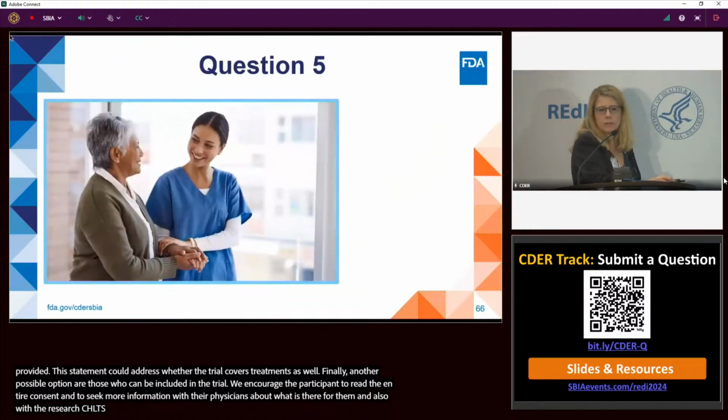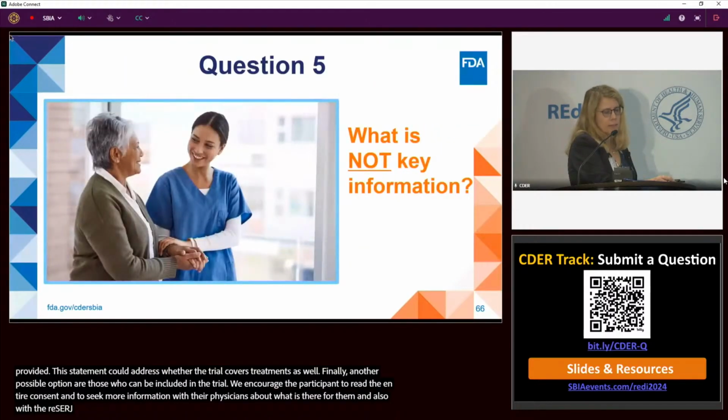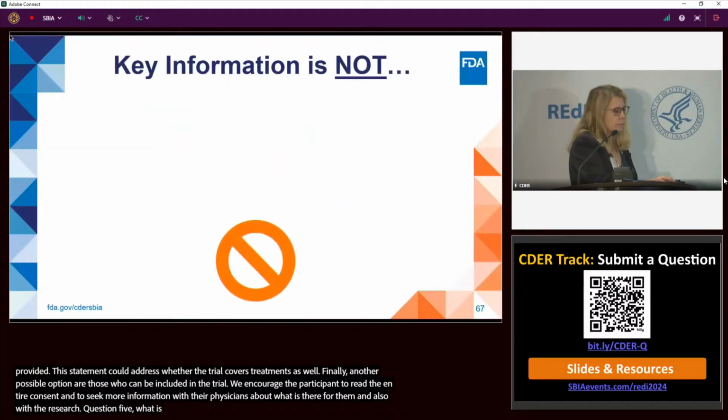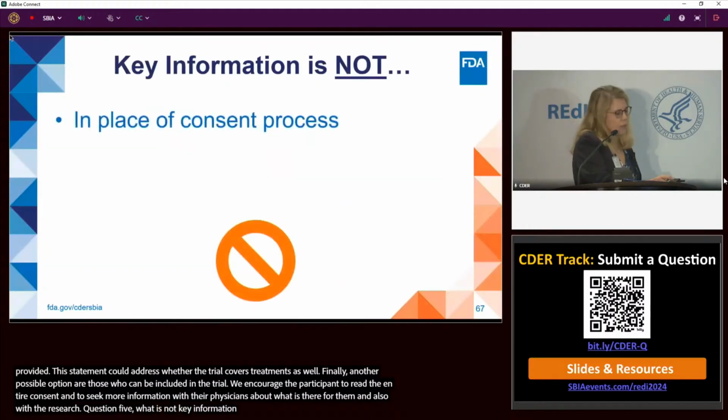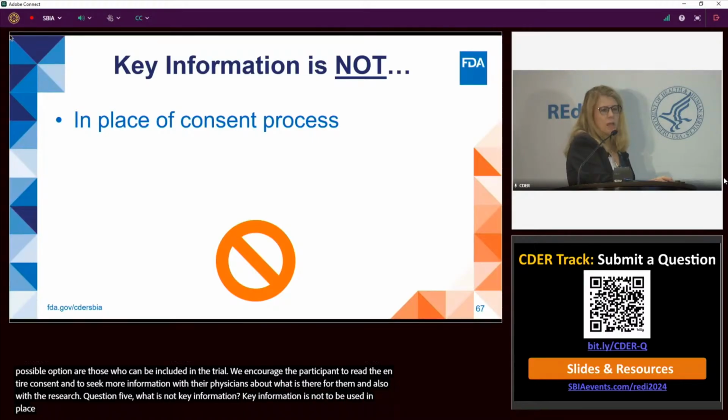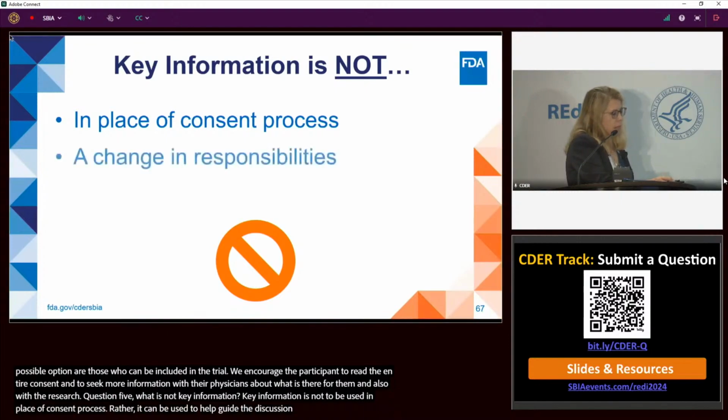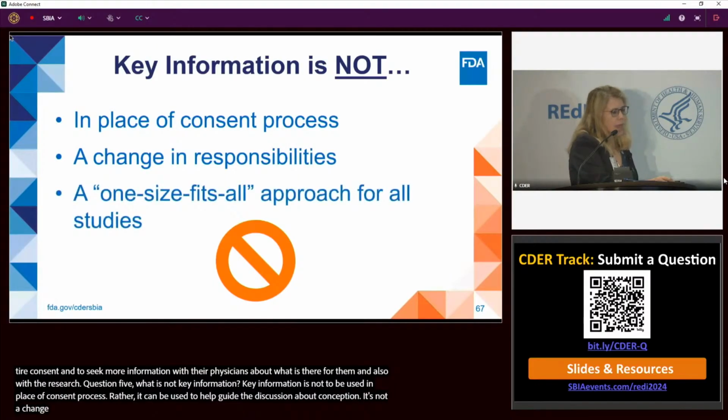Question 5, what is not key information? Key information is not intended to be used in place of the consent process. Rather, it can be used to help guide the discussion about consent. It is not a change in the responsibilities for preparing or administering the consent. And it also is not a one-size-fits-all approach for every single study.